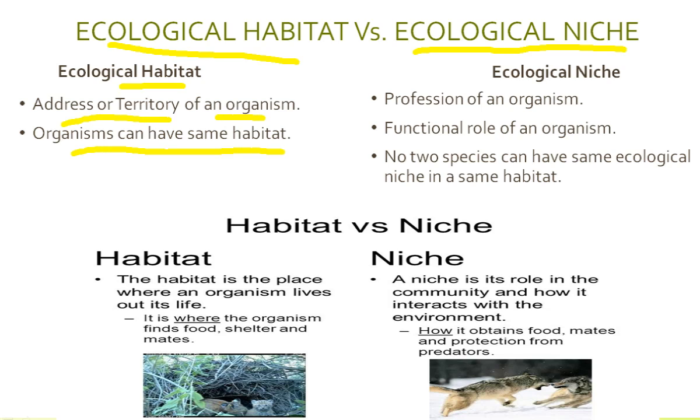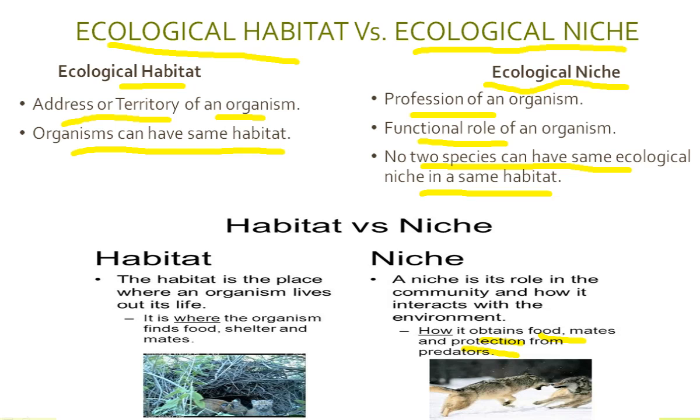Okay. Now, what is ecological niche? So, ecological niche is the profession of an organism. It is the functional role of an organism. Means how an organism obtains food, mates, and how it seeks protection from its predators. Okay. No two species can have same ecological niche in a same habitat. That means all species in a same habitat have different ecological niche. Okay. Every species has a different way to obtain food, obtain mates, and seek protection from predators. I hope this is clear now.